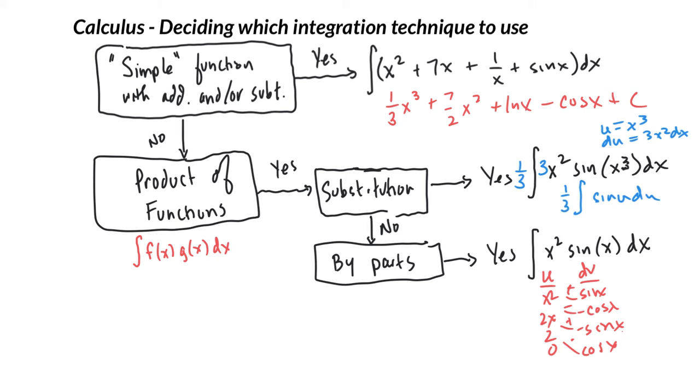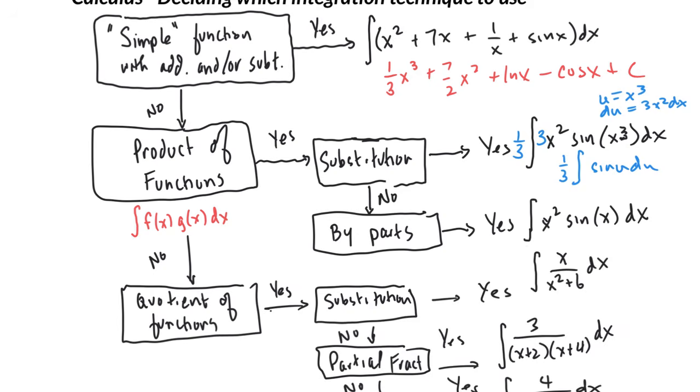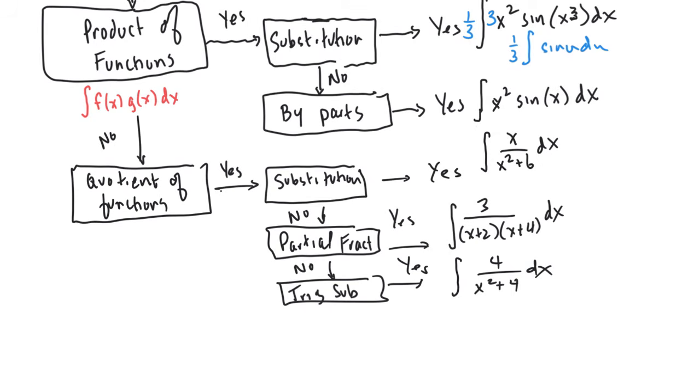What if it's not a product? What if it's a quotient? So my standard way to think about quotients, and again, when we're talking about quotients, we mean integrating a function divided by another function like this.